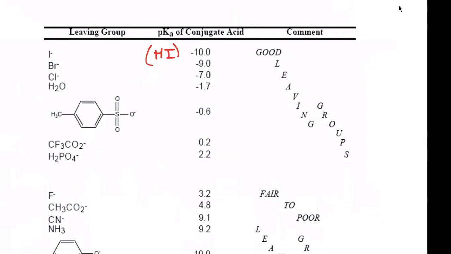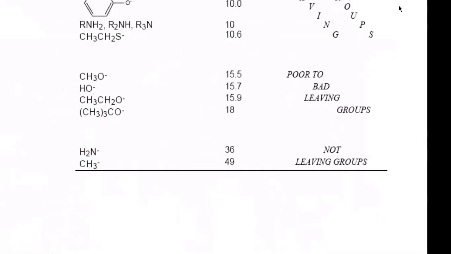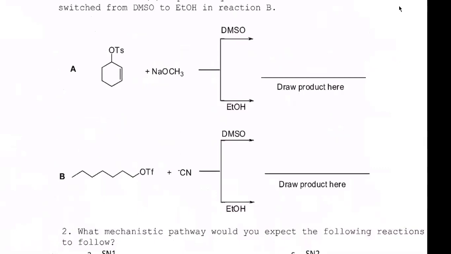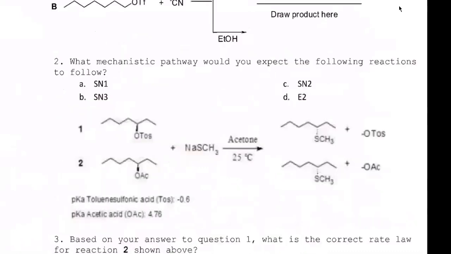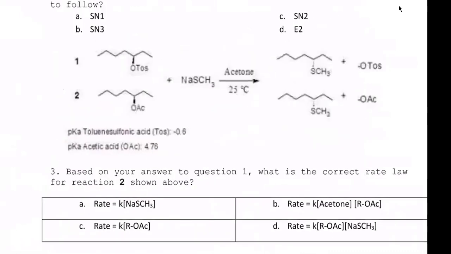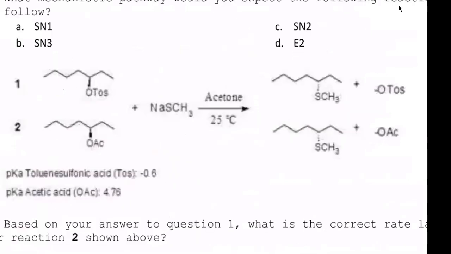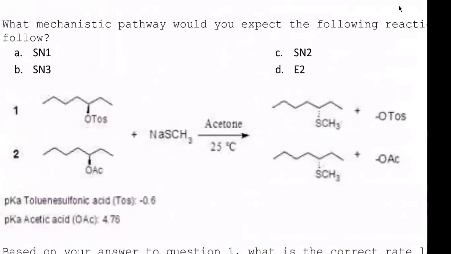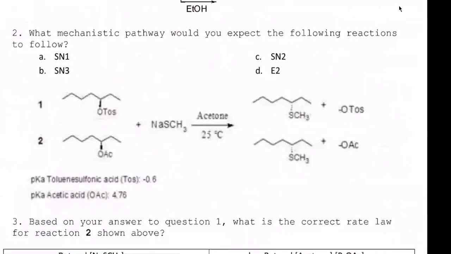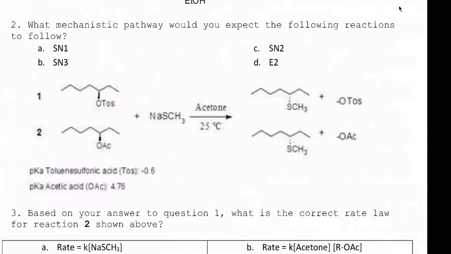All right. So let's go down and do some examples real quick in the time we have left. We're going to skip this top example because we got a bunch of other examples to look at. So let's look at this reaction right here. The question is asking what mechanistic pathway would you expect the following reactions to follow?